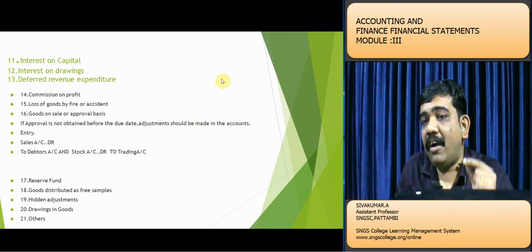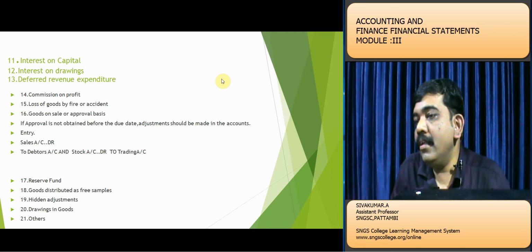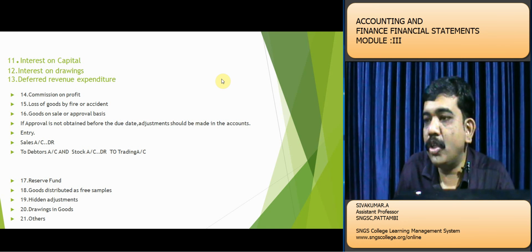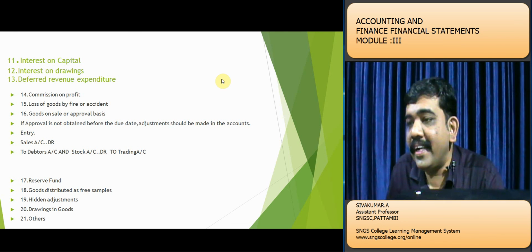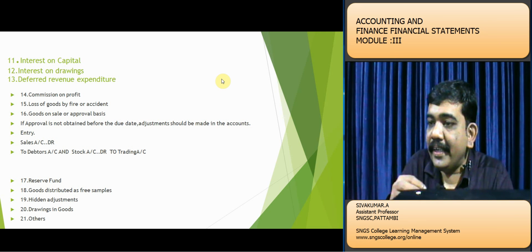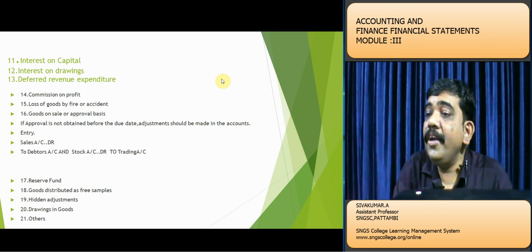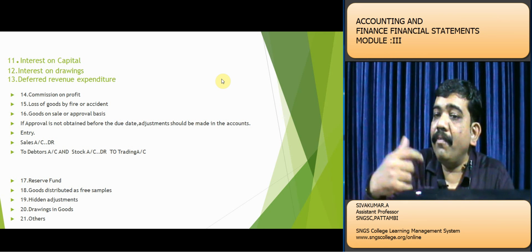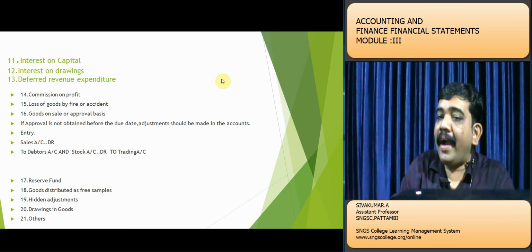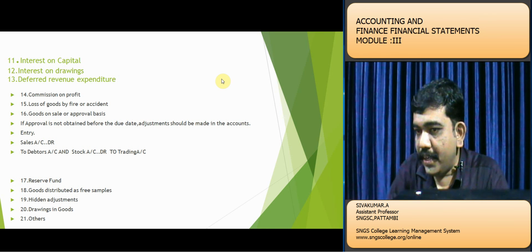If approval is not obtained before the due date, adjustments may be made in the accounts. Sales account debit to debtors account, and stock account debit to trade account, is the adjustment entry regarding goods on sale on approval basis. Then you have to deduct that amount from sales and debtors, and you have to add that amount to the closing stock on the credit side of the trade account, and show it as a current asset item in the balance sheet.